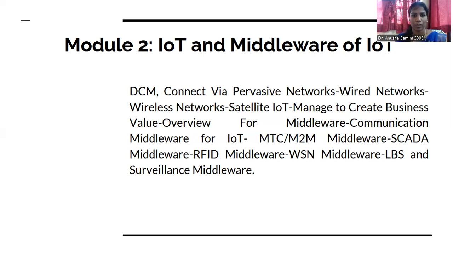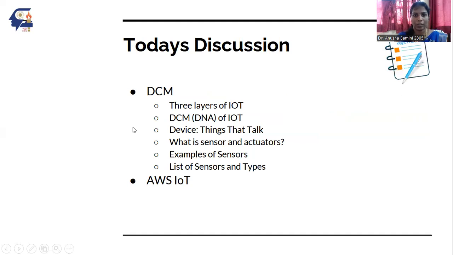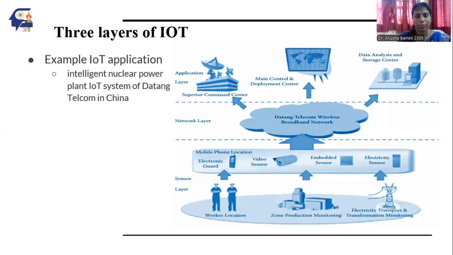The first topic of this Module 2 is DCM. In this DCM, we discuss the 3 layers of IoT, what is DCM, the basics of device, connect, and some sensors which are used in the devices, as well as the list of sensors and their types in today's topic. So before moving into DCM, we can first learn the 3 layers of IoT.